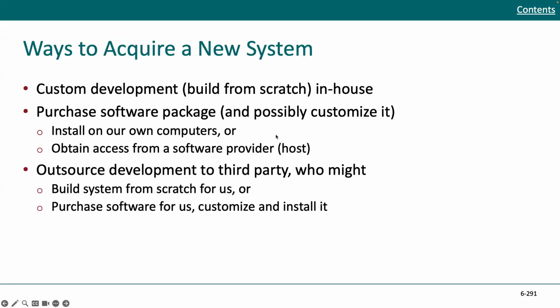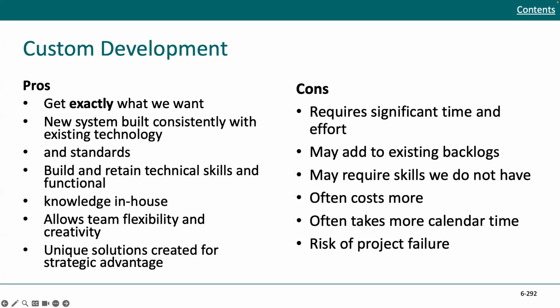You could purchase the software packages and possibly customize this. And so you buy off the shelf. So you can install on your own computers for the company or obtain access from a software provider. And so they provide the hosting and maybe have access through the cloud. Or you can have outsourced development to a third party who might do it all. So they build a system from scratch, or they purchase software and customize it and install it. So those are the options that would be available that you would want to be considering for an information system.